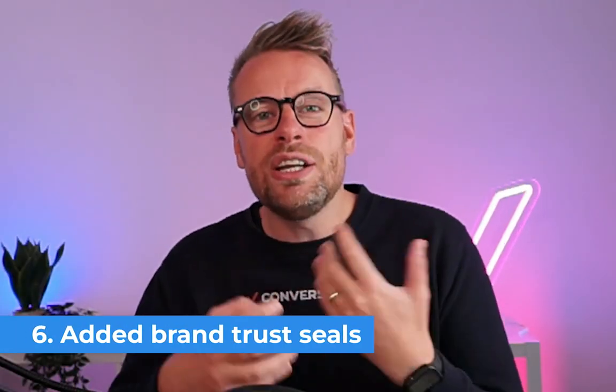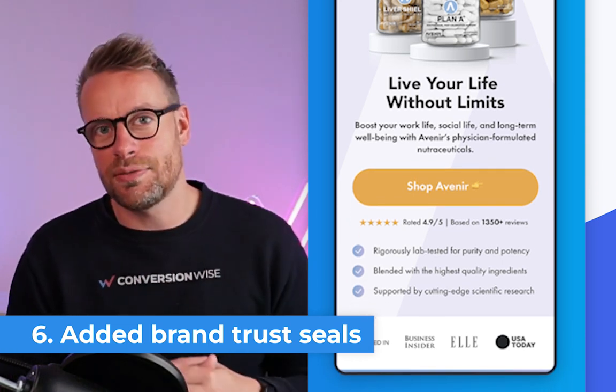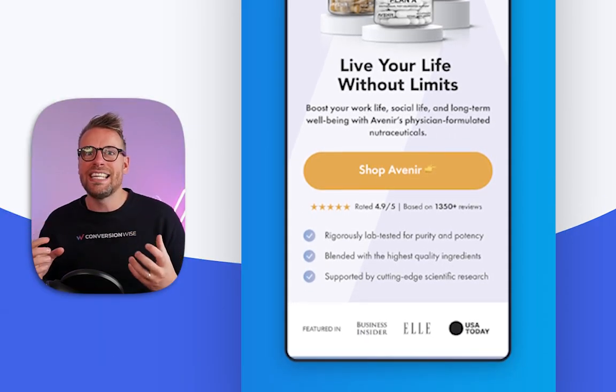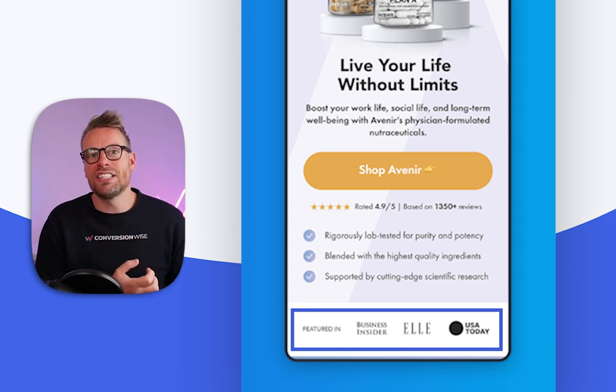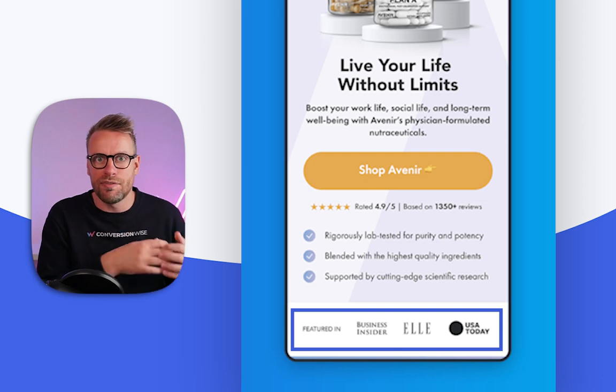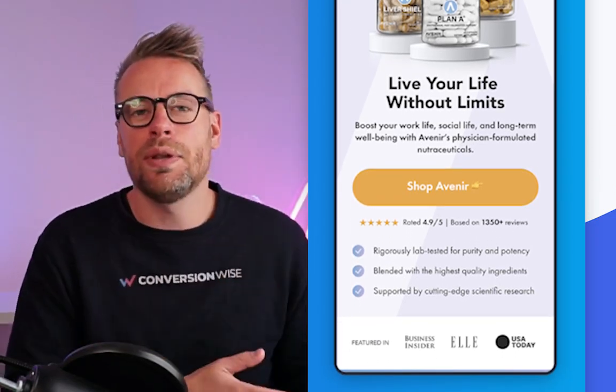And last but not least, number 6, because we've reordered the above the fold, only including the essential conversion principles, we've been able to actually get these trust seals in the form of brands and different publications that have recommended this product above the fold, and we're further ticking that trust and credibility box, and more people are likely to convert.